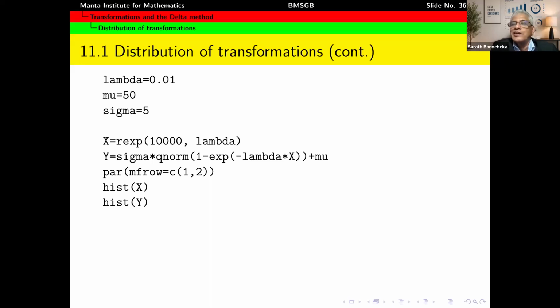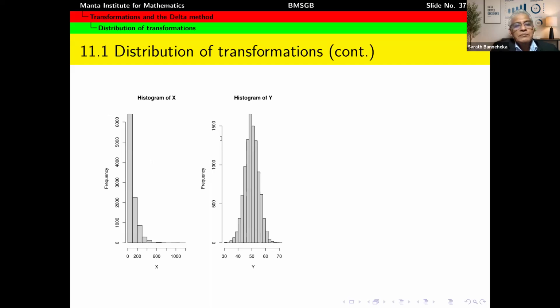Of course, the first one should look like an exponential distribution. The second one should look like the normal distribution with mean 50 and standard deviation 5. So first of all, I divide the graph window into one row and two columns, and then draw the histogram of X and the histogram of Y side by side. So this is what I get.